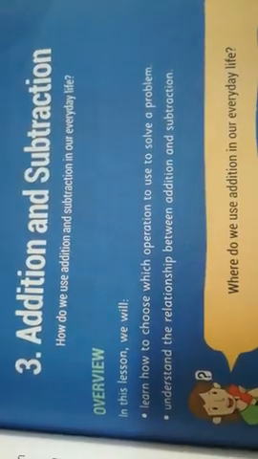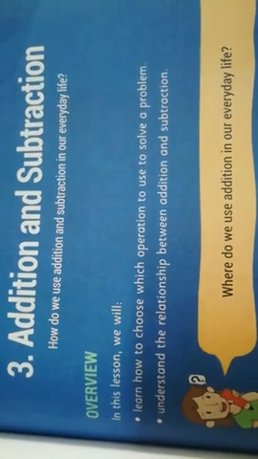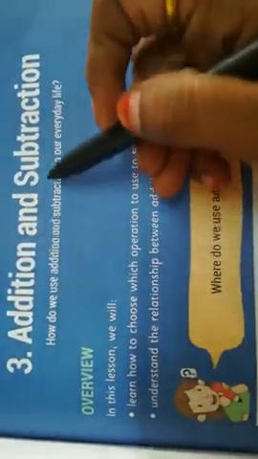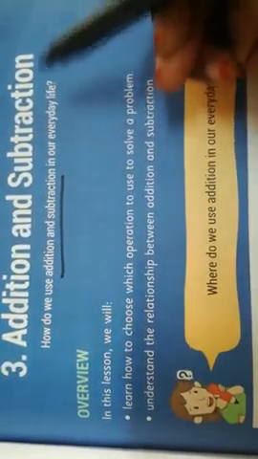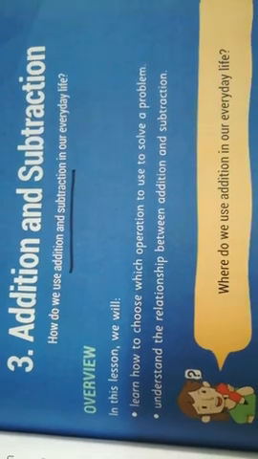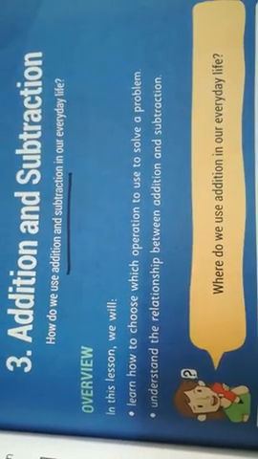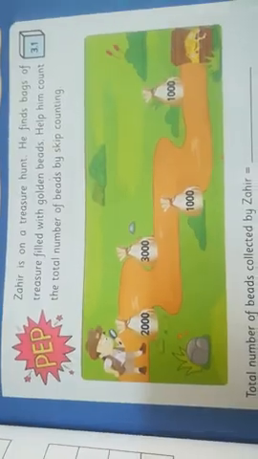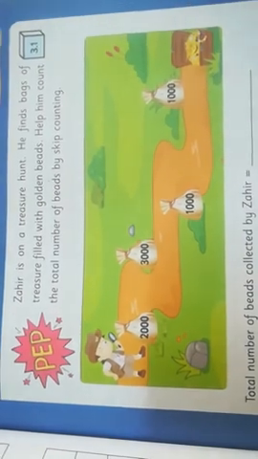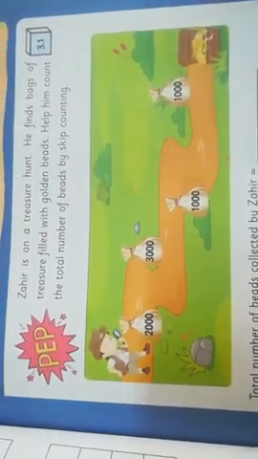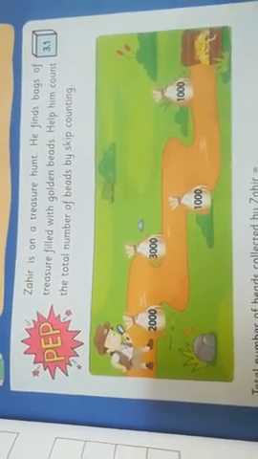This is your studio book, children. Pause the video here. Take your studio book, page number 51. Chapter 3, addition and subtraction. We have to discuss how we use addition and subtraction in our daily life. It will be used in your everyday life, children. Next, PEP activity, activity number 3.1 in your studio book, page number 51. Those who do not have a studio book, take a notebook, write in it, then continue the session.